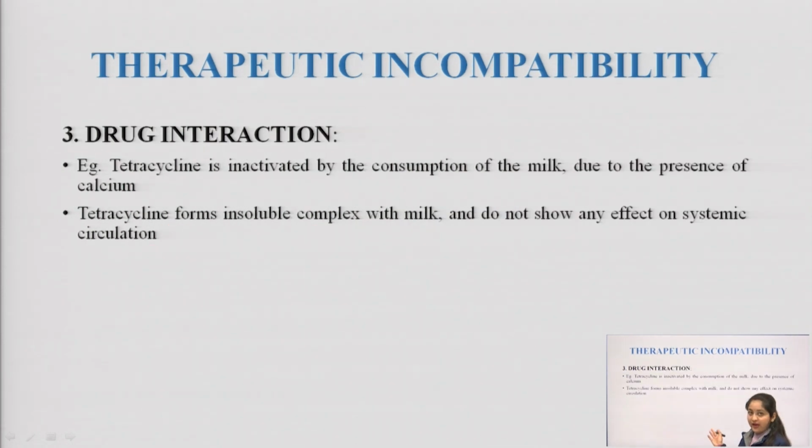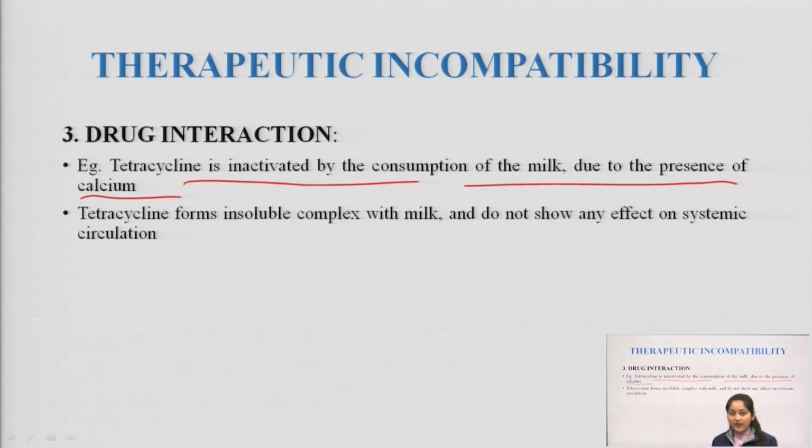Then here is another type of therapeutic incompatibility known as drug interaction. As I have just said, it can be a pharmacokinetic or a pharmacodynamic sort of interaction. Here, tetracycline is inactivated by the consumption of milk due to the calcium that is present in the milk. If a person is consuming milk and at the same time is on tetracycline therapy, the efficacy of tetracycline definitely goes down, because the calcium present in the milk is going to decrease or stop the absorption of tetracycline into the bloodstream. So, there is no benefit in consuming milk and tetracycline together.